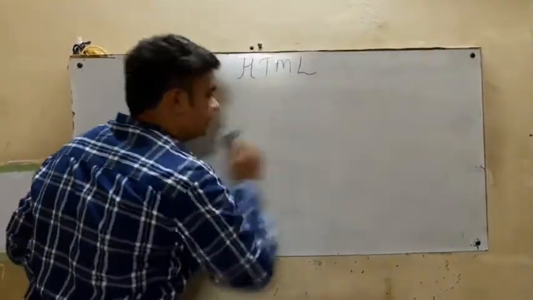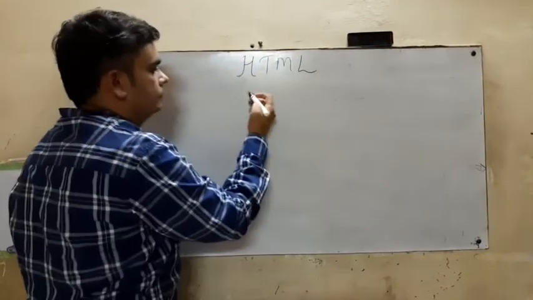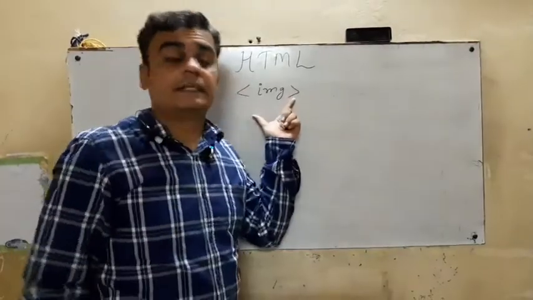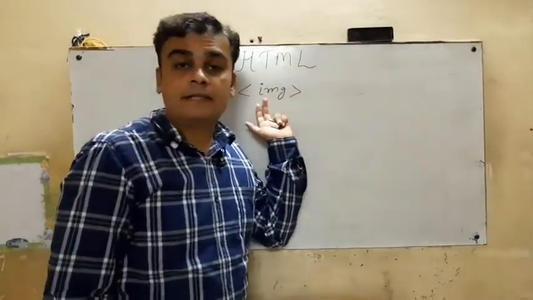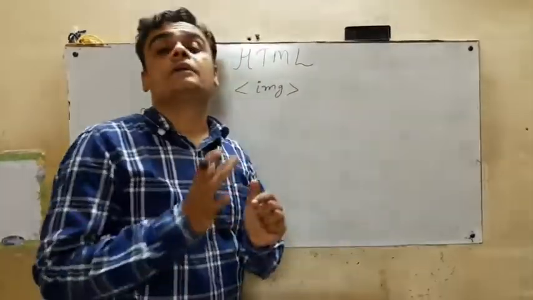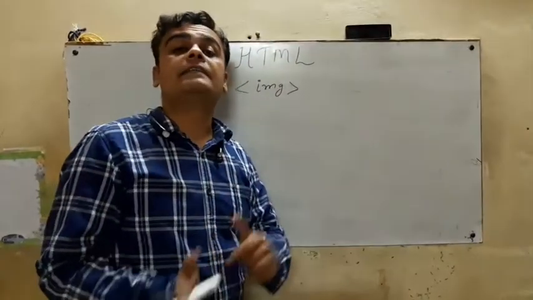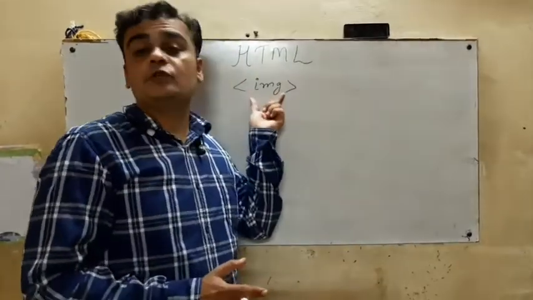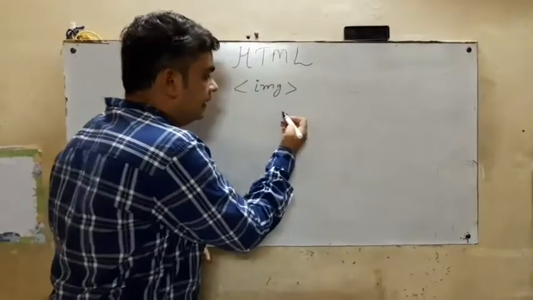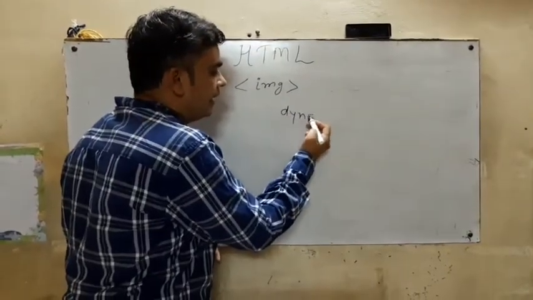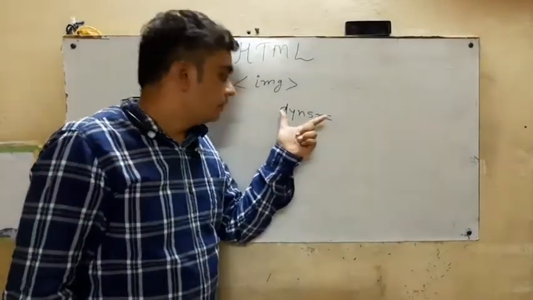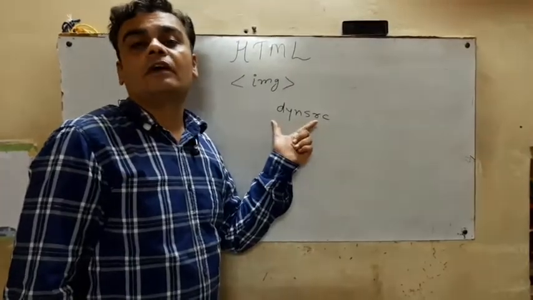the IMG tag. In the previous session, we already studied the IMG tag. So what is the role of the IMG tag? The IMG tag is used to insert a variety of images in our web page. But if you want to insert a video in our web page, we can still use the IMG tag. There is one special attribute, and the name of the attribute is DYNSRC. So this represents the actual path of a video file.